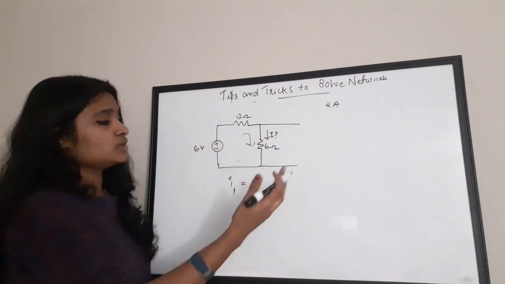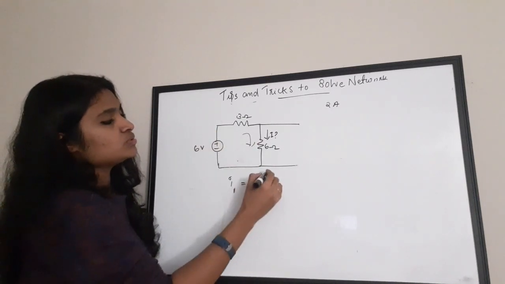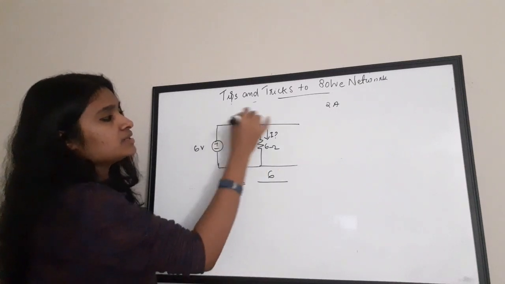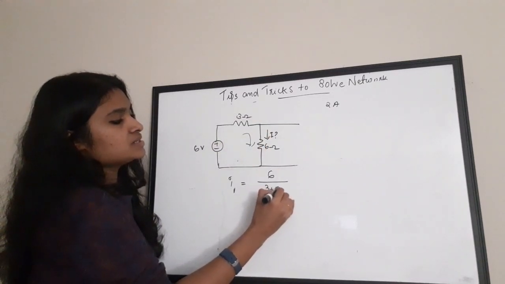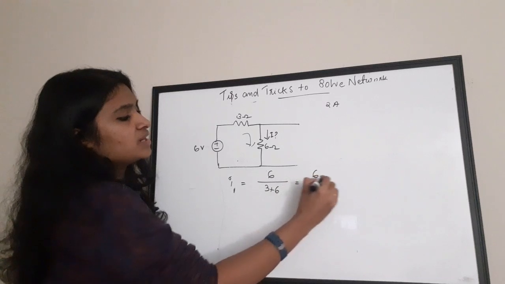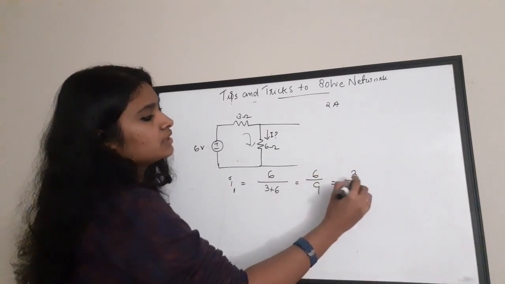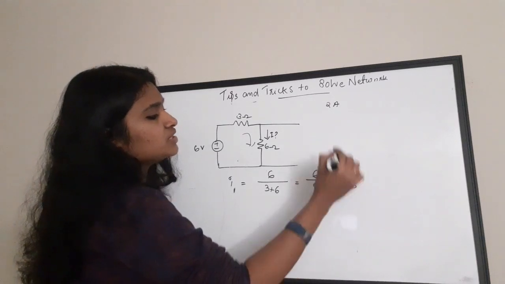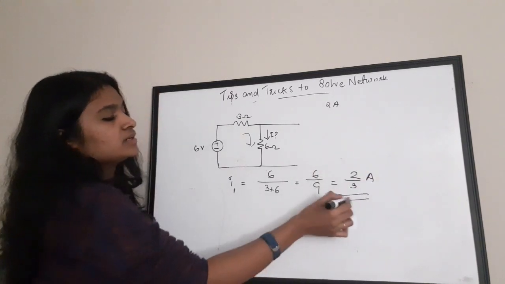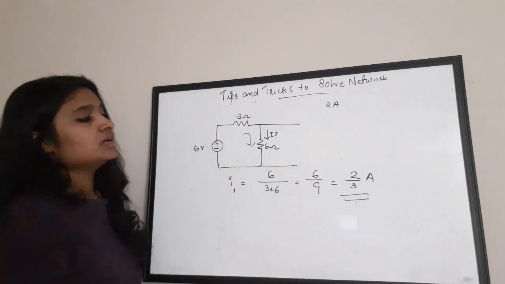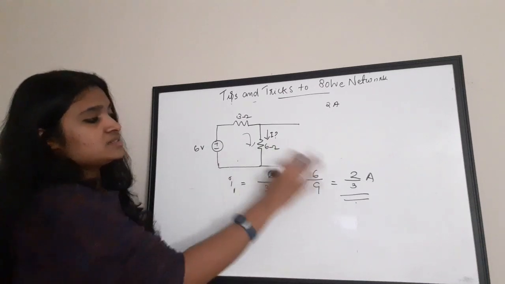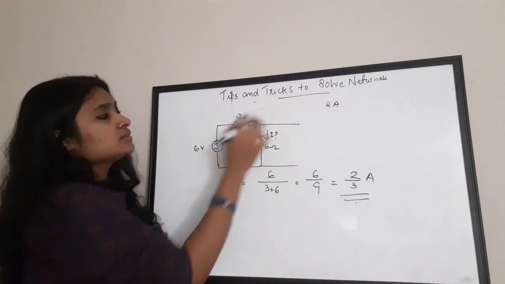The next portion we need to find. So I1 will be equal to voltage 6 by the resistance, 3 plus 6, which is equal to 6 by 9, or it is equal to 2 by 3. It is 2 by 3 ampere we will get. Okay, or 6 by 9 we can write. Okay, now that is the one portion of the current.